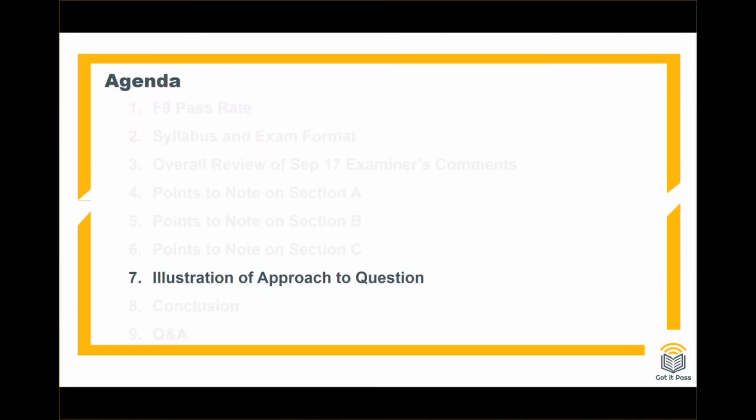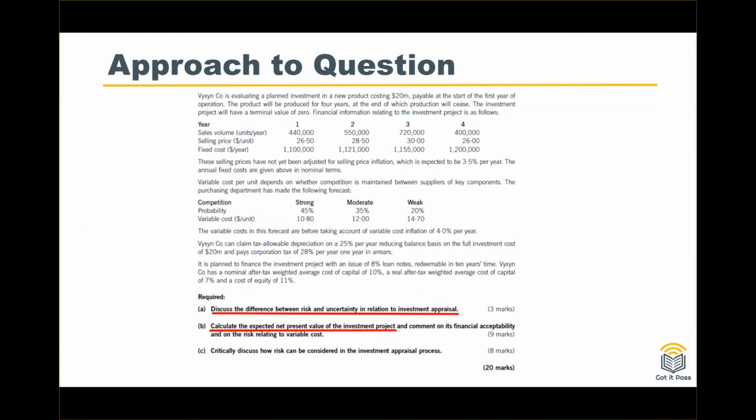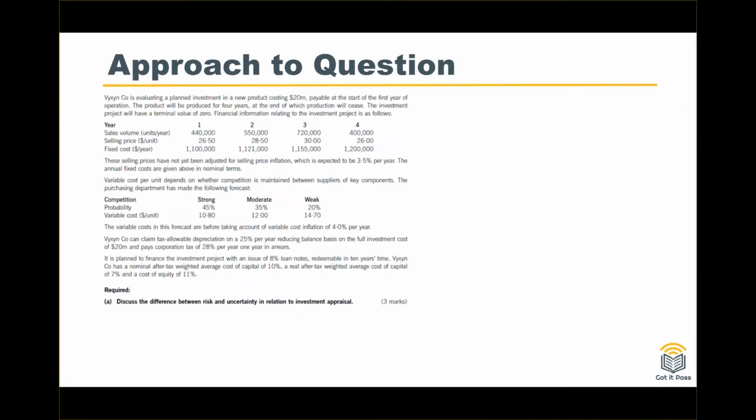The approach to questions. Here the question is a bit long, but I would like to share with you part A and also part B. Part A is the discussion between risk and uncertainty. Part B is about the calculation of the expected net present value. So what's my approach to this question? For part A, talk about the risk and uncertainty.